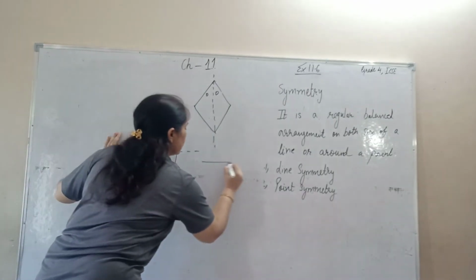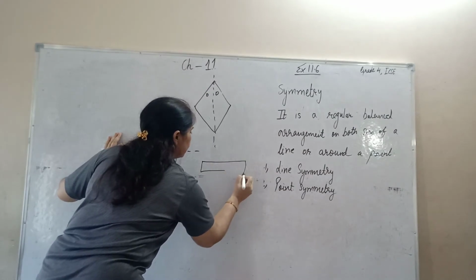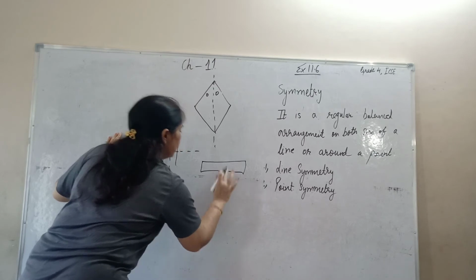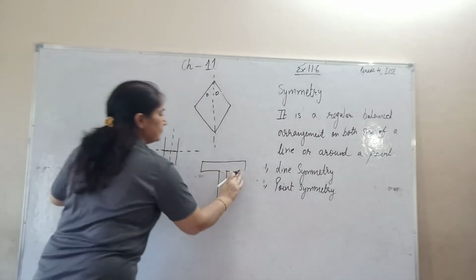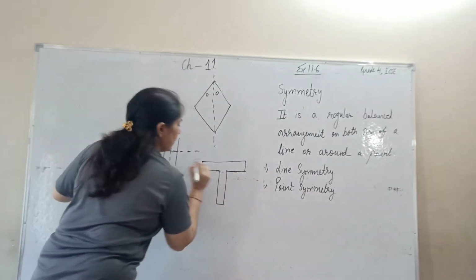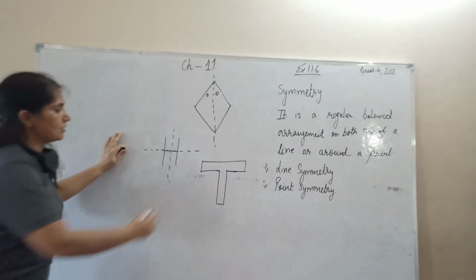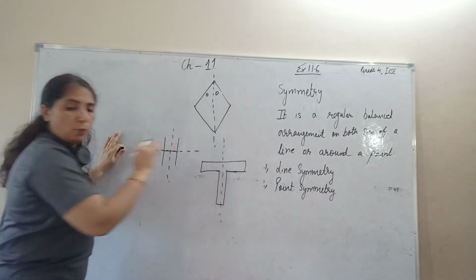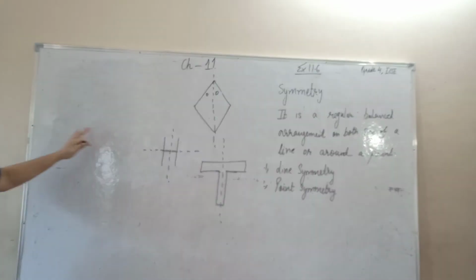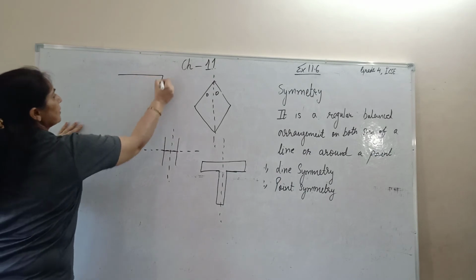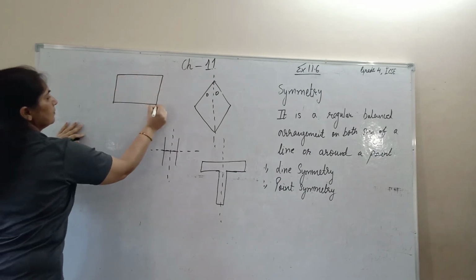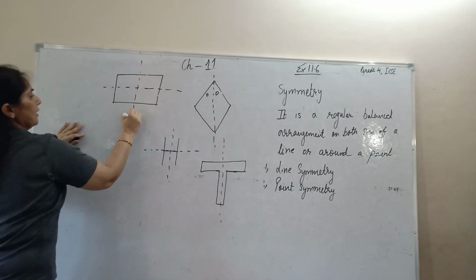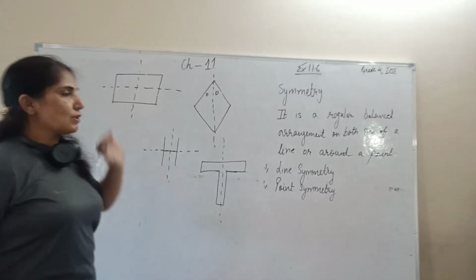If we have letter T, we have to divide it in 2 equal parts. We can fold it like this. One line of symmetry. If I have a rectangle, one line of symmetry, another line of symmetry, 2 lines of symmetry.